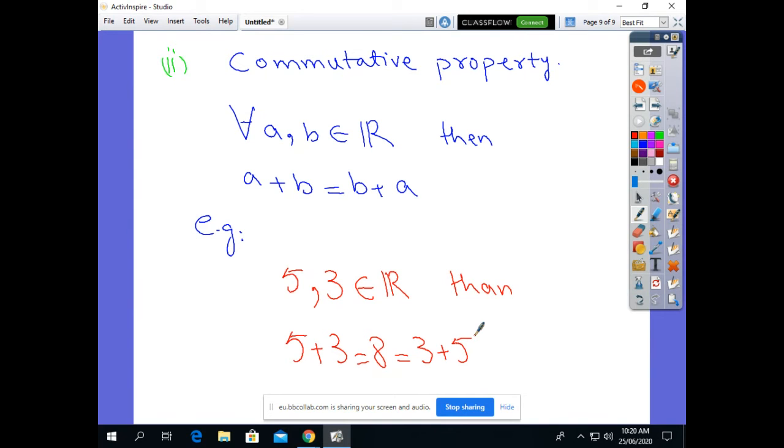This property is called the commutative property, and we use the sign of addition. We call this the commutative property with respect to addition. Similarly, A dot B is equal to B dot A. Here we use the sign of multiplication. Therefore, we say that the commutative property holds with respect to multiplication.